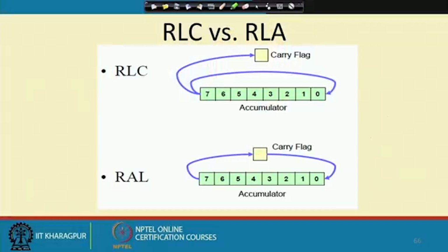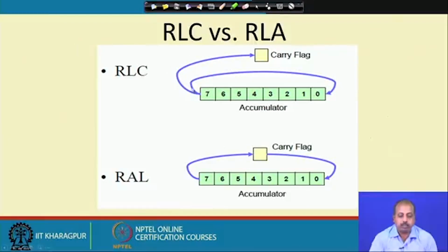So, to compare between RLC and RLA, this diagram will show that. What I was telling, that accumulator, this is the 8 bit. When you are rotating left, this is the left rotation. Now, bit number 7 will go to bit number 0 as well as to the carry flag of the status register. So, both of them will get modified, and bit 0 will come to bit 1, bit 1 will come to bit 2. So, the entire thing is rotated left like this.